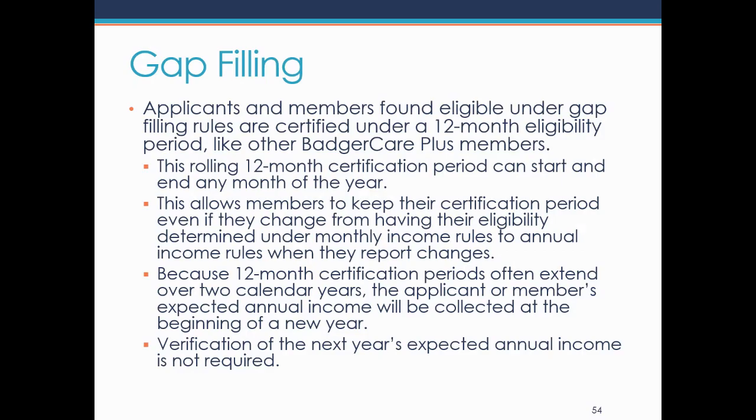Because 12-month certification periods often extend over 2 calendar years, the applicant or member's expected annual income will be collected at the beginning of a new year. By expected annual income, we mean the amount of income the person thinks they'll receive in the new calendar year. Since people haven't actually received that income yet, they may just need to give us their best estimate. Verification of next year's expected annual income is not required, since again, they likely won't have any proof of income they haven't received yet.